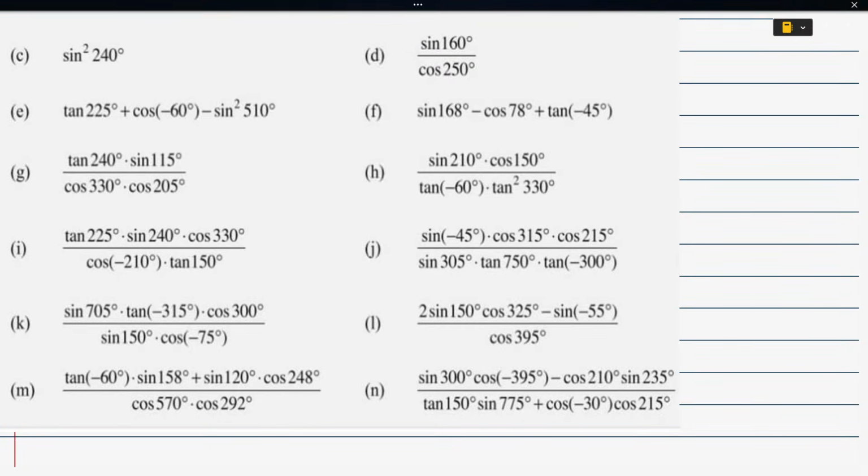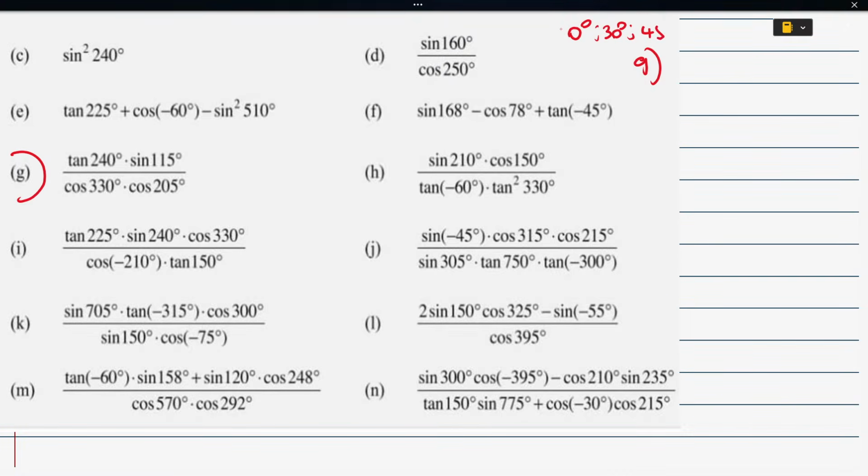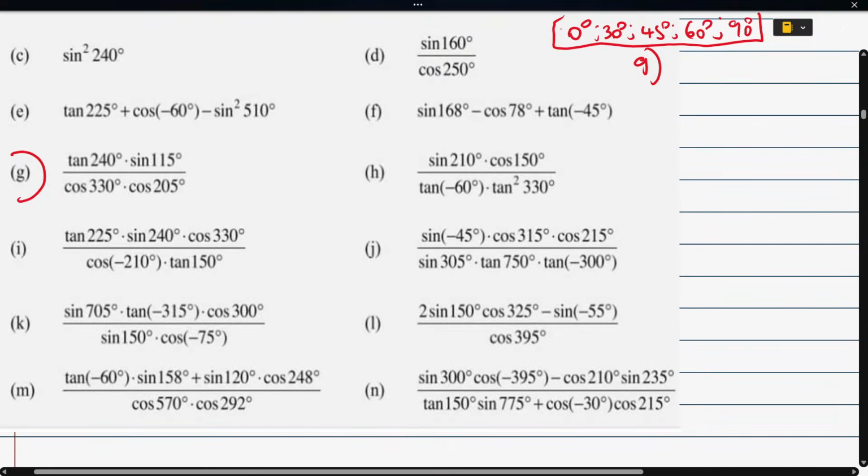So we covered the grade 10 terminal arm, and now we are going to the next one, which is the special angles. It's things you need to know. Let's try G together. What is happening on G? Tan 240. Remember, on special angles, you have 0, 30 degrees, 45 degrees, 60 degrees, 90 degrees inside the triangle. This is what we are having.